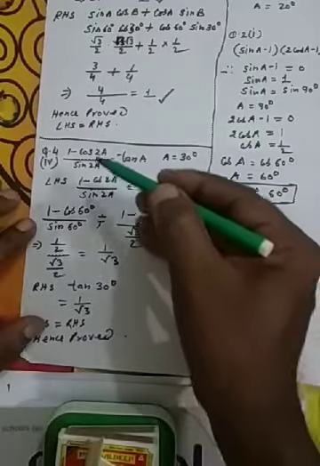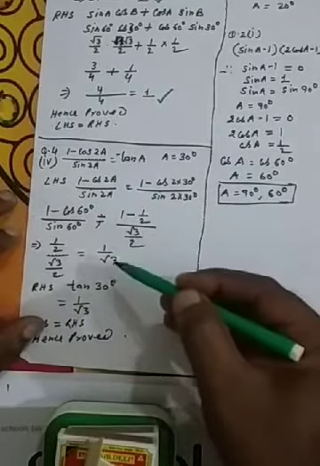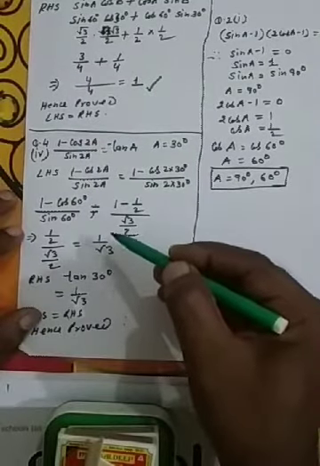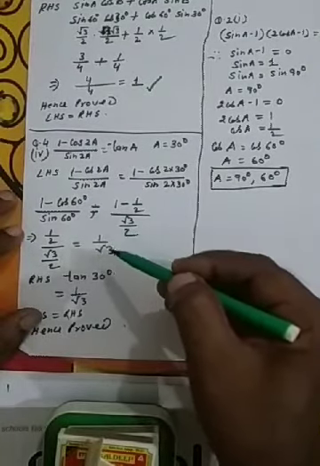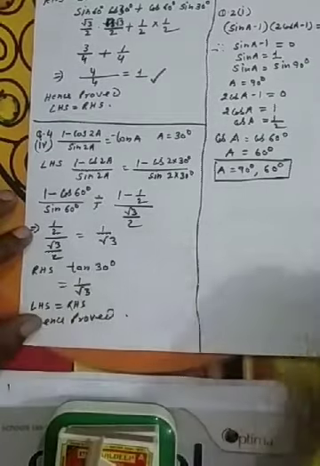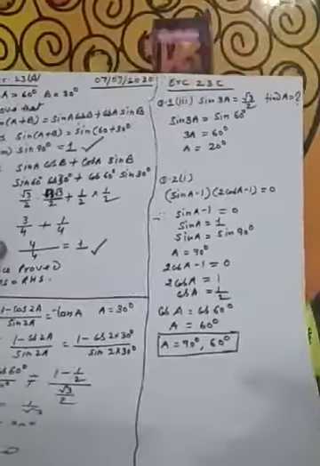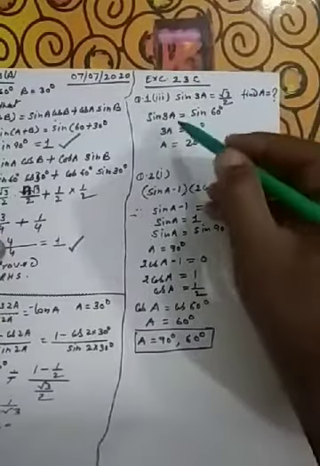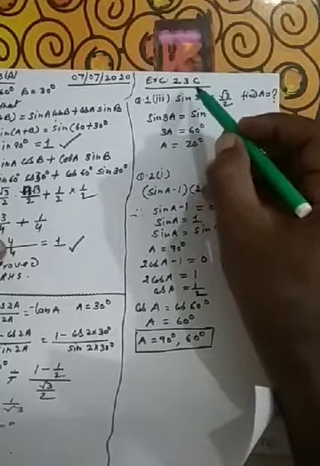You put in the value, first solve the left hand side. After calculation, it is getting 1 upon root 3. When you are doing the right hand side, it is coming 1 upon root 3. It means the question has been proved. Now see, this is a different question of exercise 23C.